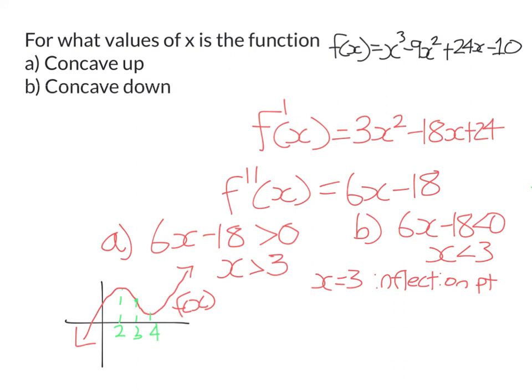So remember, concave up, smiley face, second derivative positive. When you're up, you're smiley, and that's a positive. The curve is concave down when it's a frowny face, and the second derivative is negative. You frown when you're down, and that's negative.